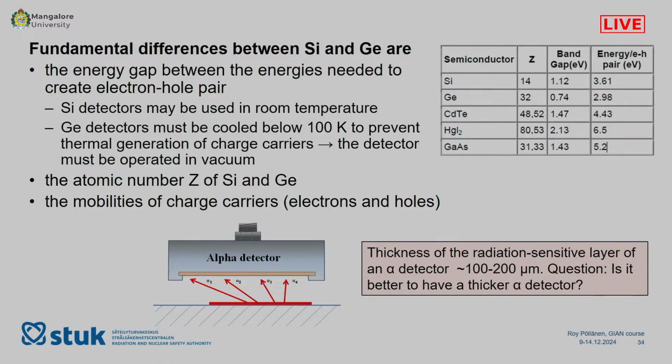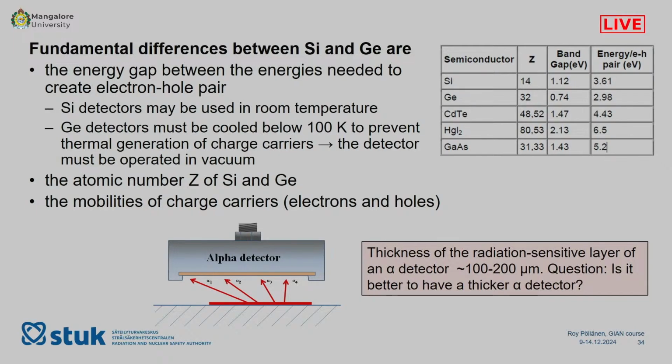You can look at these things later, but this is a typical alpha spectrometer, I mean a high resolution alpha spectrometer. This part of the detector is sensitive to radiation, and the thickness is around this size, sub-millimeter size. So, do you think it is good to have a thicker alpha detector?